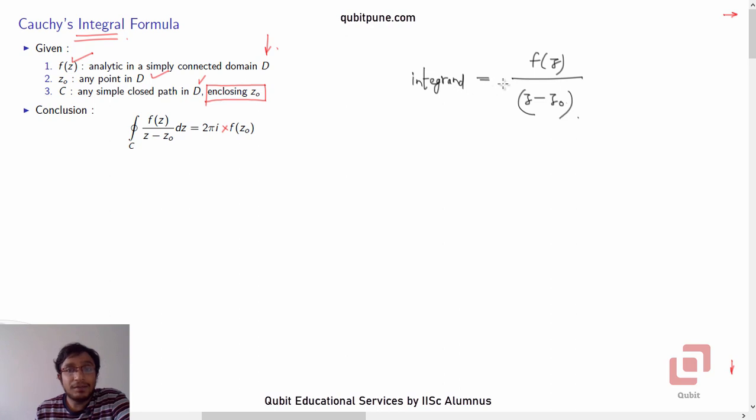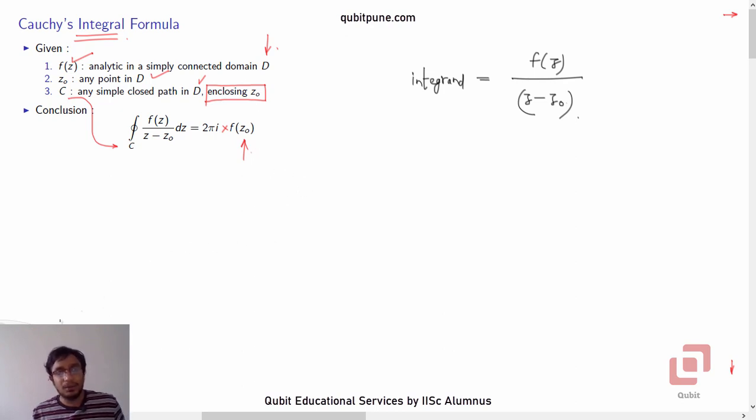So if this is the integrand f of z upon z minus z naught, and if we have a closed curve C, then the line integral of f of z upon z minus z naught with respect to z along curve C is actually equal to 2 pi i times f of z naught.